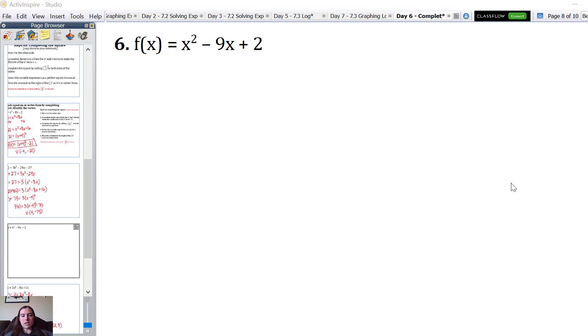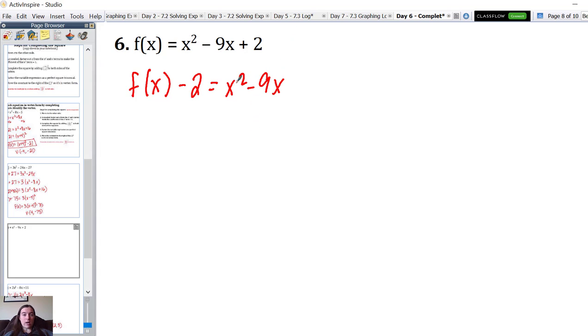Let's look at more examples of completing the square. So in this example, we have f of x equals x squared minus 9x plus 2. Step 1, we're going to move that 2 to the other side. So we're going to subtract 2. f of x minus 2 equals x squared minus 9x.